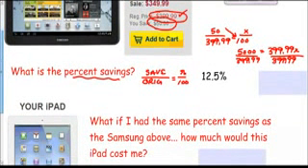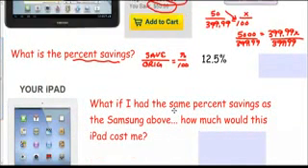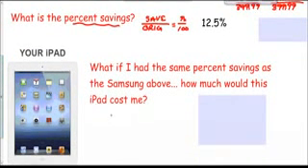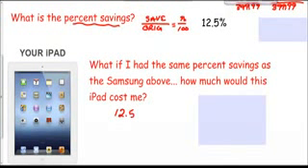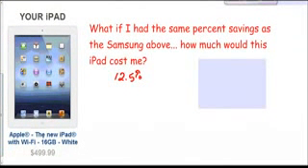Now let's go a step further. Let's say we had the same percent savings as we did on the Samsung for the iPad here. So we're talking again a 12.5% savings is what I'm referring to, the same percent saved, not the same dollar amount saved. And the question is, how much would this iPad cost me?